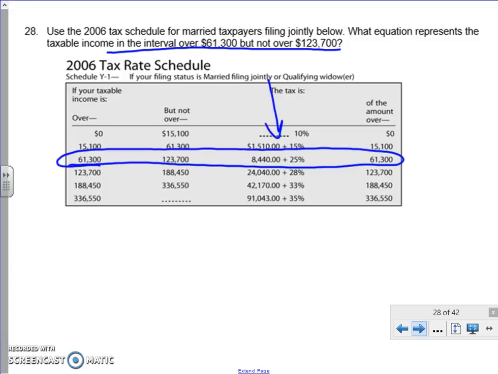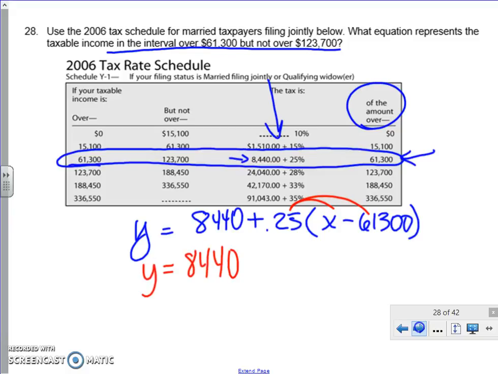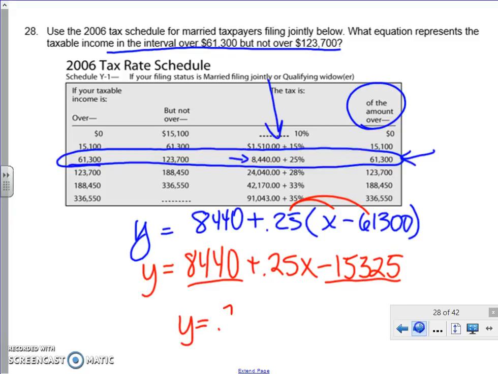And it says that it is going to be, so the tax is $8,440, I got that right there, plus 25% of the amount over $61,300. So x minus $61,300. We don't know what the income is, so we have to give it a value of x. We are then going to distribute this, and we end up with y equals 8440 plus 0.25x minus 15,325. I'm going to go ahead and combine my like terms, and the equation ends up being 0.25x minus 6885. And that's the final equation.